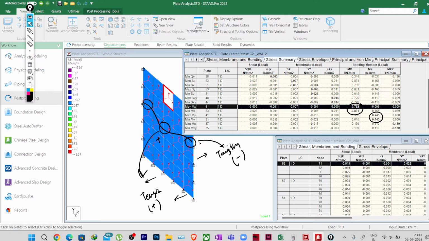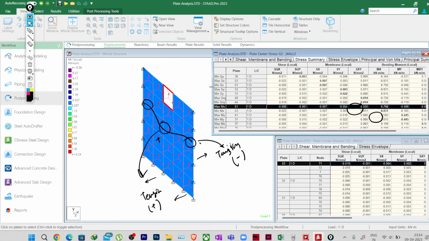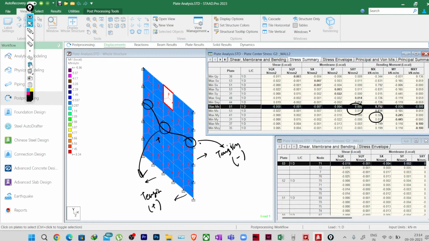So it is happening, you can see at the top, at the very top, the maximum value. If I draw a diagram like this, you can see this positive value will be at the mid part. So this plate is also at the mid part, and here we are getting the maximum moment value.